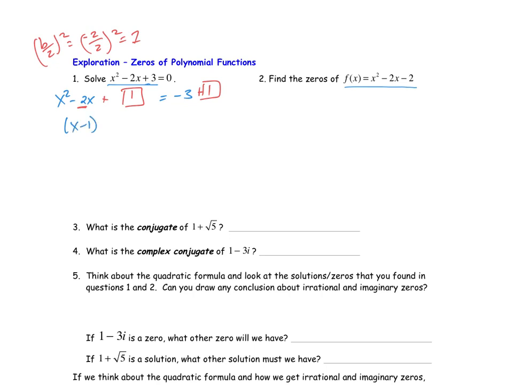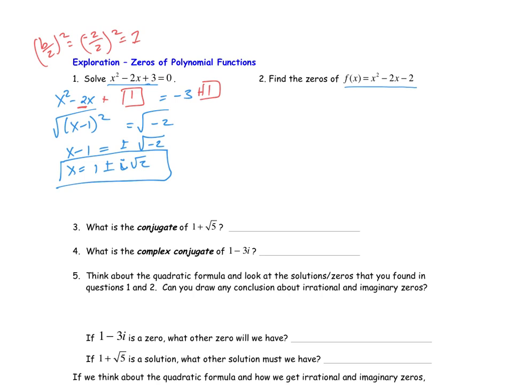The left side is now a perfect square trinomial that factors as x minus 1 quantity squared. The right side is negative 2. The next thing we're going to do is take the square root of both sides. That's called extracting square roots. That leaves us with x minus 1 equals plus or minus the square root of negative 2. So then we get x equals 1 plus or minus, adding 1 to both sides, the square root of negative 2, which is i rad 2. So those are our solutions for that equation.